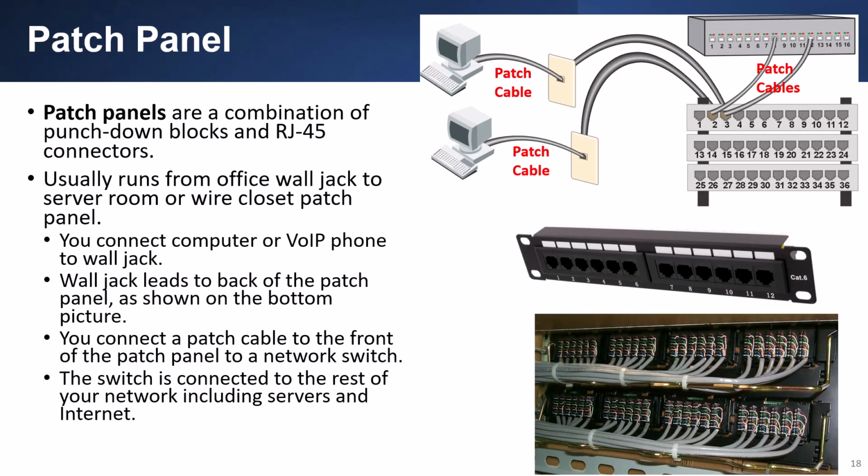Patch panels are a combination of punchdown blocks and RJ45 connectors. It usually runs from the office wall jack to a server room or wire closet patch panel. You connect computers or VoIP phones to the wall jack. The wall jack leads to the back of the patch panel, as shown in the bottom picture. You connect the front of the patch panel to a network switch. The switch is connected to the rest of your network, including servers and the internet.